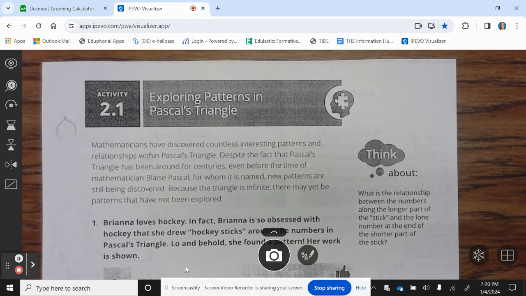Activity 2.1. Explore patterns in Pascal's triangle. Mathematicians have discovered countless interesting patterns and relationships with Pascal's triangle, despite the fact that Pascal's triangle has been around for centuries, even before the time of mathematicians. Blaise Pascal, for whom it's named, new patterns are still being discovered. Because the triangle is infinite, there may yet be patterns that have not been explored.